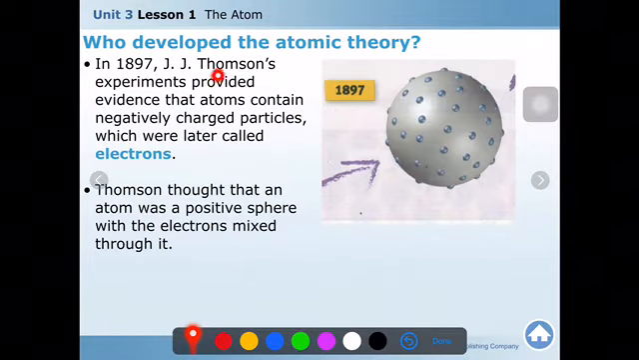After that, J.J. Thomson in 1897 provided evidence that atoms contain negatively charged particles which are called electrons. And he thought that electrons and protons are mixed inside of the atom. Okay? Who discovered the electrons? Thomson.